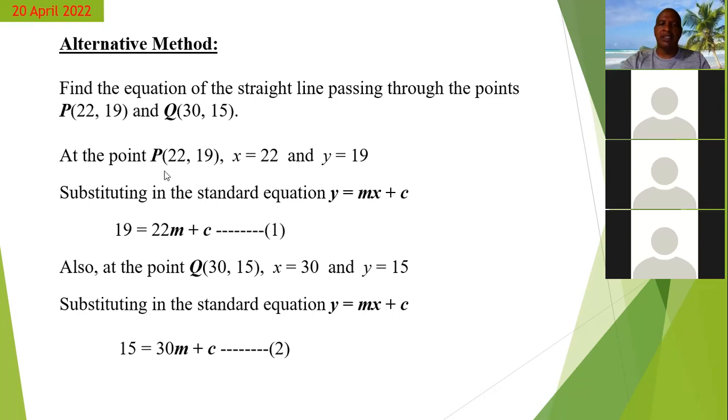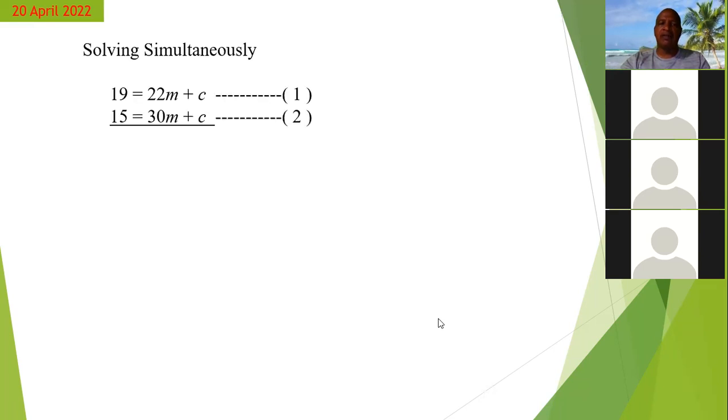What we would generally do is to formulate two equations based on the form y equal mx plus c. So we use the coordinates of the points. We put in 22 and 19 in the form y equal mx plus c, so we get one equation. We use the other point, 30 and 15, and put it wherever the y and the x is, and we get another equation. So next what we do is to solve these two equations simultaneously.